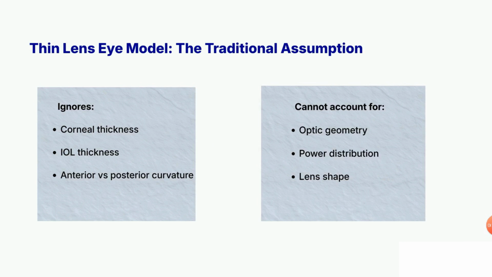The problem here is obvious. The cornea is not thin. The IOL also is not thin in reality. Both of them have thickness, they have anterior and posterior surfaces, curvature, and unequal power distribution. When we treat a thick optical element as thin, we lose the geometric information and that loss translates directly into the loss of refractive precision. This limitation is why the thin lens assumptions eventually fail.